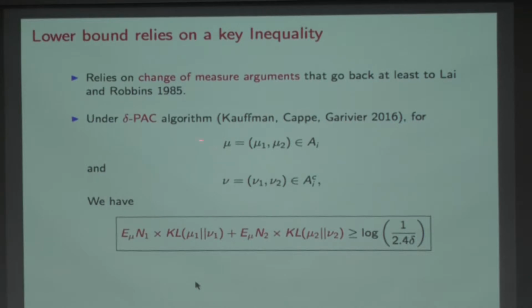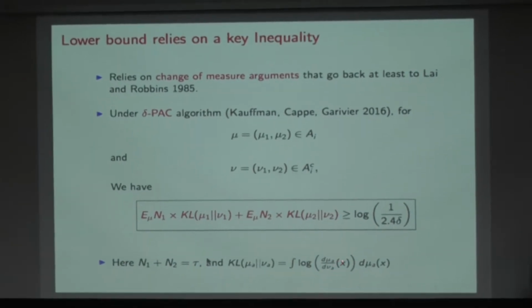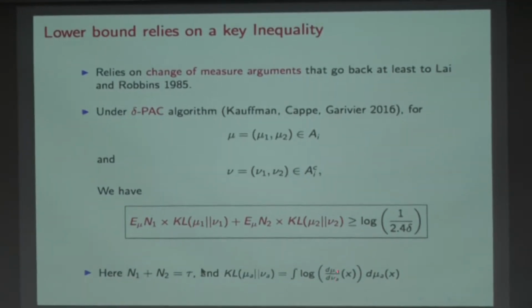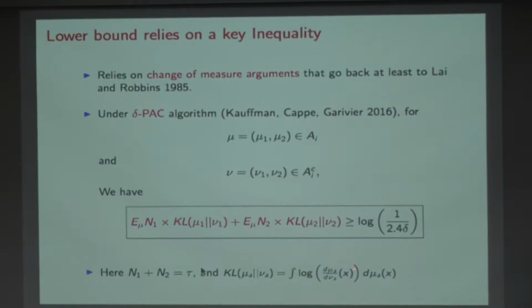It must be that on this arm, the number of samples I generate, n1 is the number of times arm 1 is pulled, under distribution mu, if the data was coming from mu, this expectation times the Kullback-Leibler distance between mu1 and nu1. So Kullback-Leibler distance is defined as follows: log of d mu_a upon d nu_a of x. This is just the Radon-Nikodym derivative between two measures. This is the likelihood ratio between two measures, weighted by the probability in the mu of a.